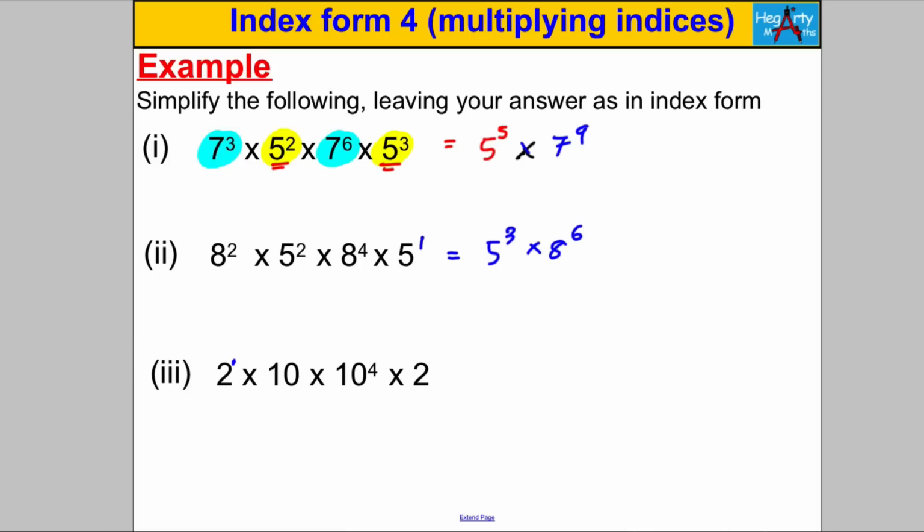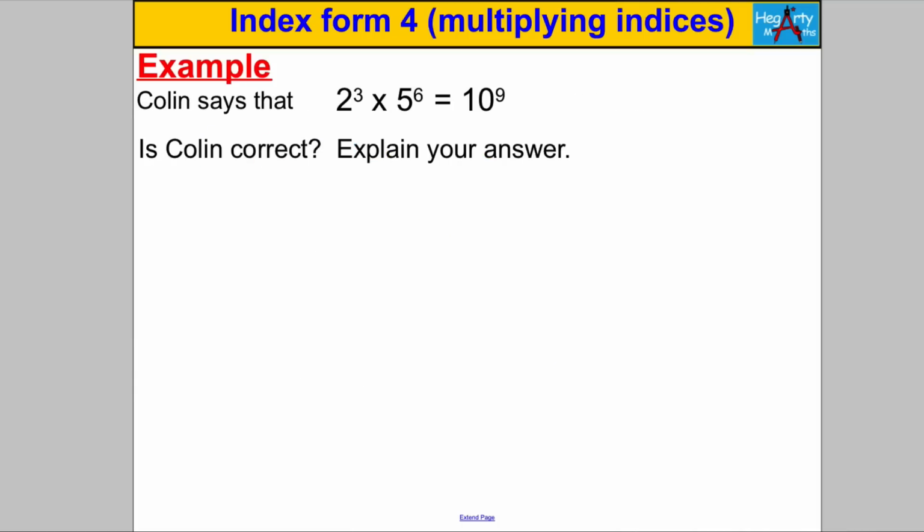2 to the 1 multiplied by 10 to the 1 times 10 to the 4 times 2 to the 1. We can write that as 2 squared multiplied by 10 to the power of 1 plus 4, which is 10 to the 5. Pause the video and have a think.